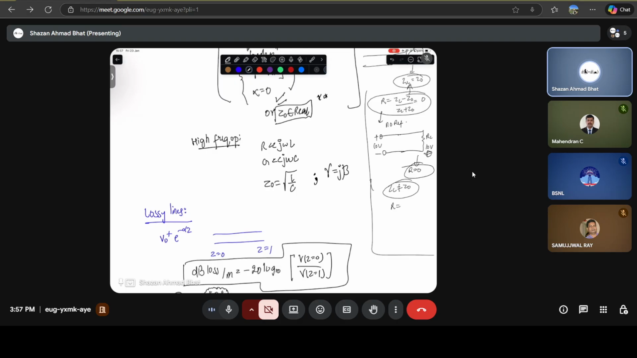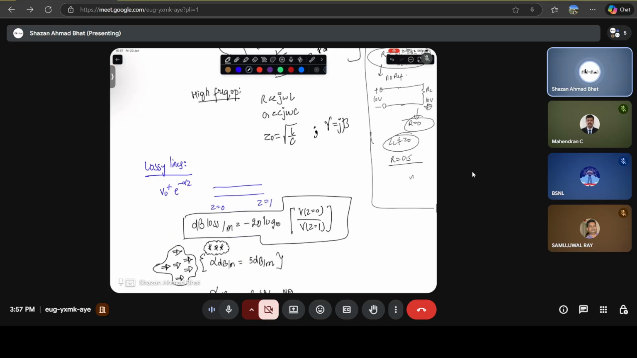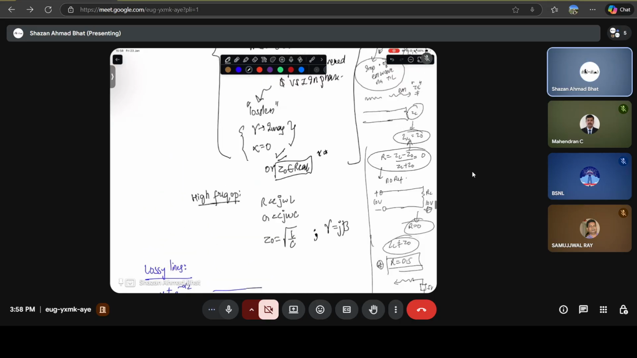Let's say some reflection of, let's say, 0.5. That means half of the electromagnetic wave is going to get reflected, and you will see only half of the voltage maybe here. Let's say 5 volt. The number is not exact, I'm just trying to make you understand it. So that is basically the concept of the reflection coefficient appearing here.